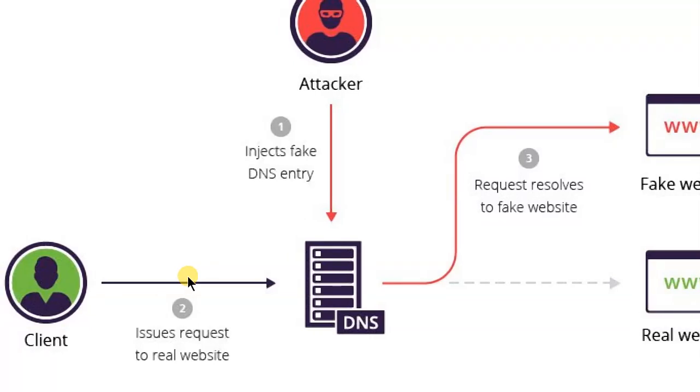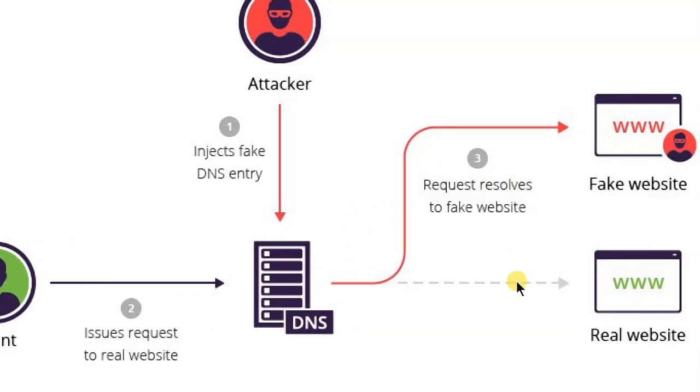First the user or client issues a request to the real website. It will go to the DNS. DNS resolves and it will route to the real website. Generally it routes to which website? The real website. Here the attacker injects the DNS entries.